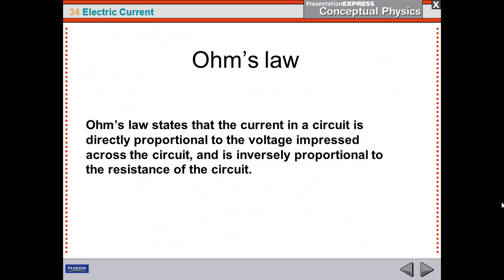Now, how do you state Ohm's law? Ohm's law states that the current in a circuit is directly proportional to the voltage impressed across the circuit and is inversely proportional to the resistance of the circuit.